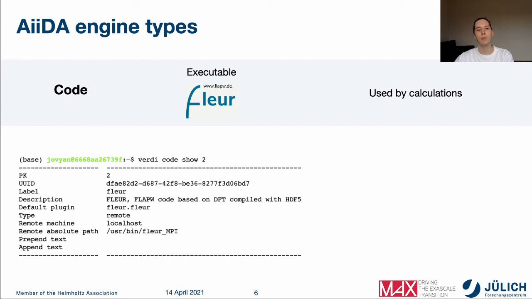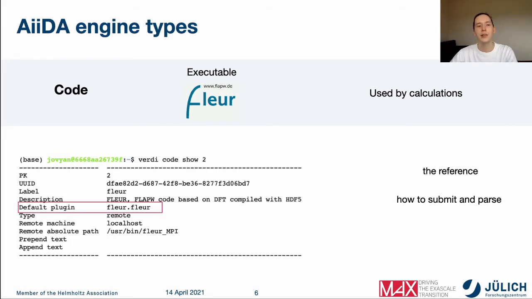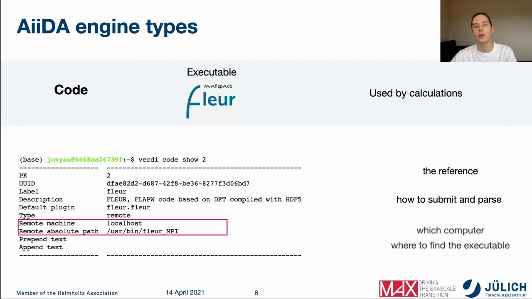For example, here I print out all of the relevant information about the Fleur code. We can see the reference, the name by which you can refer to this code. And this line tells us that this is the Fleur code, which defines the way the input files will be prepared and the output file will be parsed. Finally, here we have some information on which computer the calculation should be executed and where we can find the code, in which folder we can find the code.